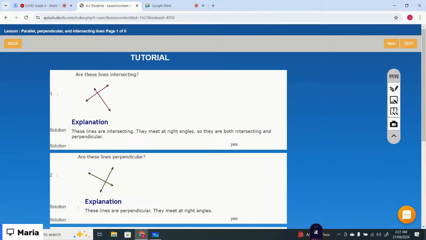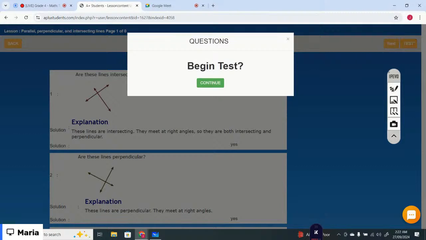The next one is, are these lines perpendicular? Yes, it is, because they make a 90-degree angle. So they are perpendicular lines. Let's just start with the test questions.